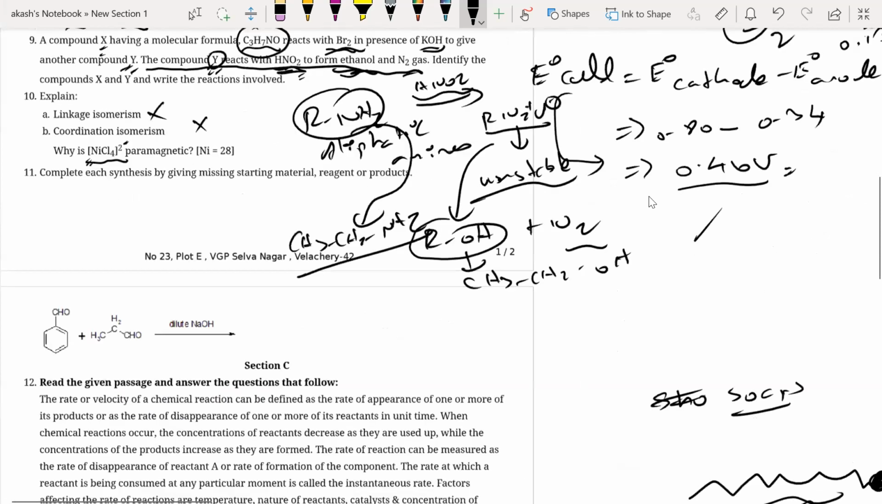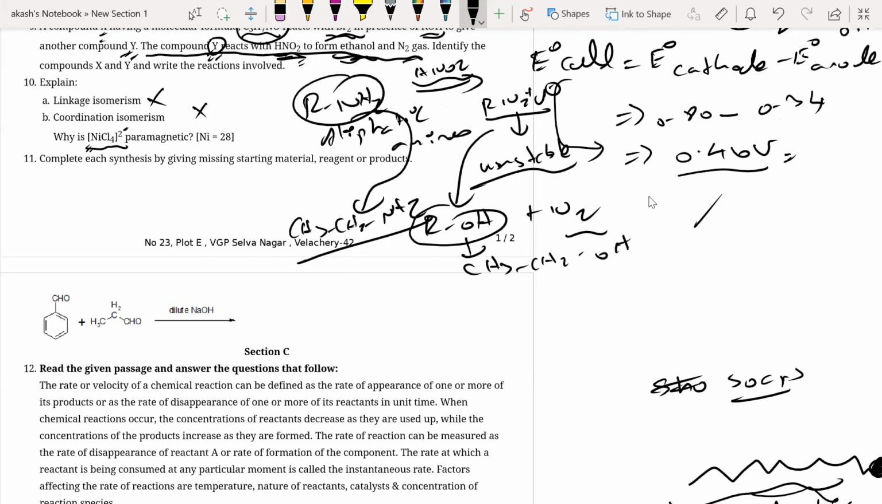Complete the synthesis by giving the starting material, reagent, or products. You have to have only one question. So, what is this? You have this CHO and this particular aldehyde, and they're going for dilute NaOH.